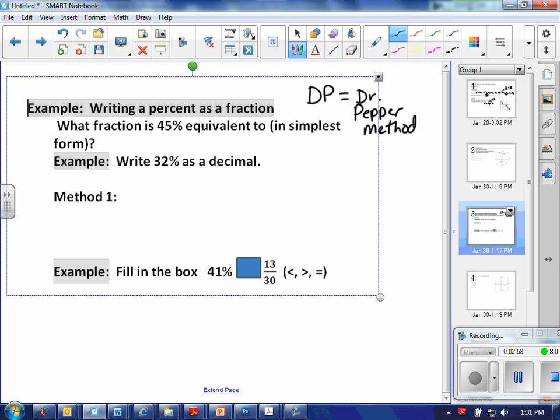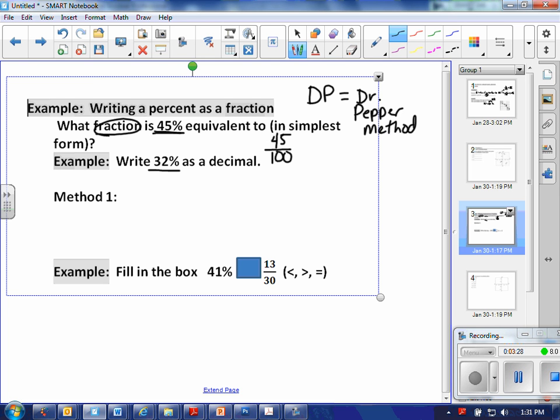Okay? So, in this example problem, it says what fraction is 45% equivalent to? Okay? Well, we'll get back to the Dr. Pepper method, but again, we know that a percentage is a number out of 100. Well, if I took 45% and I made it into a fraction, we know that's 45 out of 100.